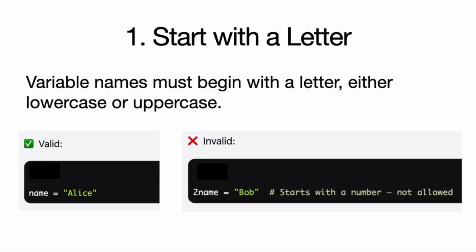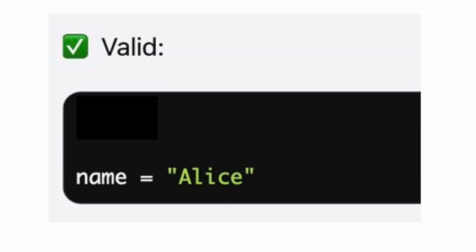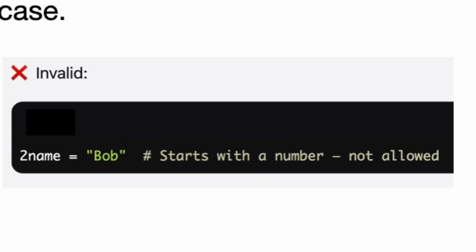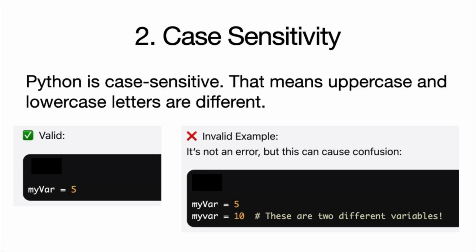1. Start with a letter. Variable names must begin with a letter, either lowercase or uppercase. Valid: name = "Alice". Invalid: 2name = "Bob". It starts with a number, which is not allowed.